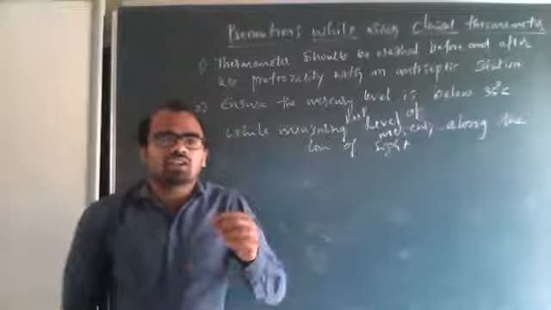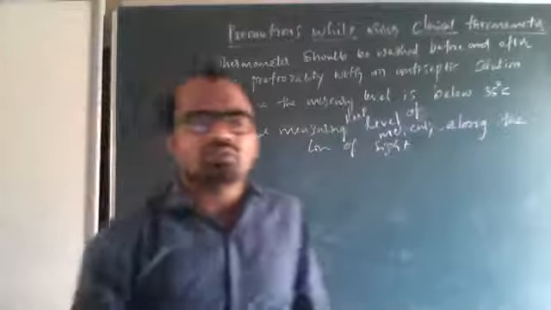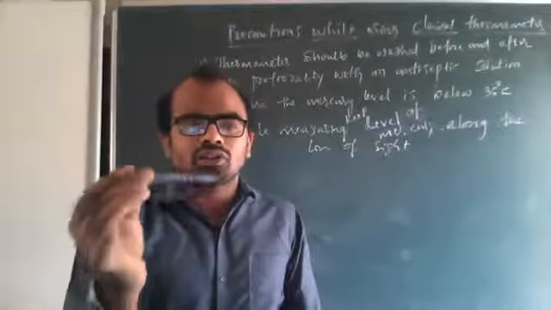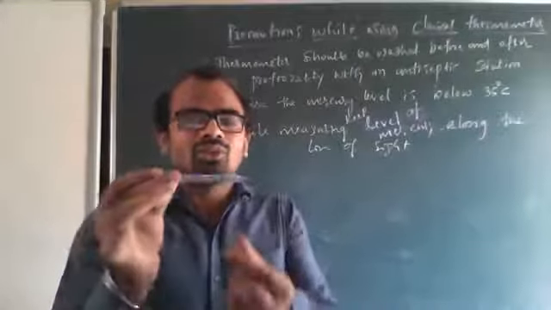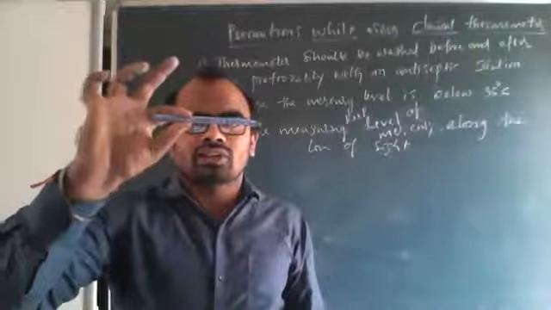While measuring, keep the level of mercury along the line of sight. Okay, if you say this is a thermometer, for example, you take this pen as a thermometer, then it should be along the line of sight. You should watch like this.